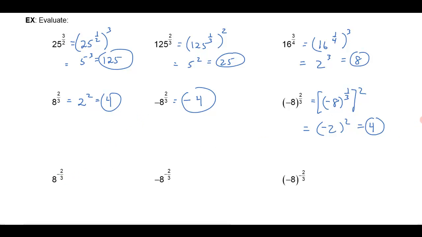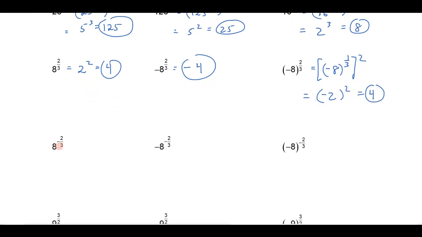Okay, let's move down to this next set of problems. 8 to the negative 2/3. This negative is not like this negative. This is the additive inverse. This is a number smaller than 0. This is the multiplicative inverse, right? This means the reciprocal. This is 1 over 8 to the 2/3. So that's going to be 1 over, and again I take the cube root of 8 is 2, and 2 squared is 4. So this is 1/4.